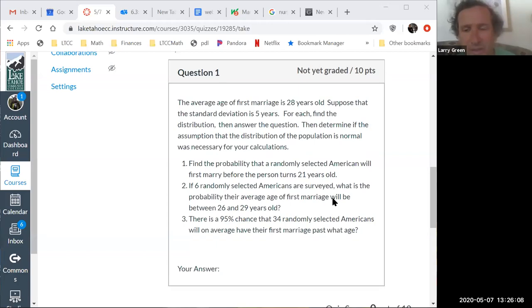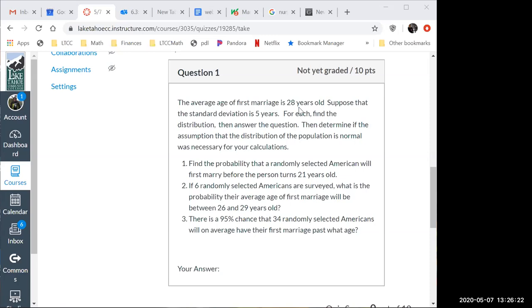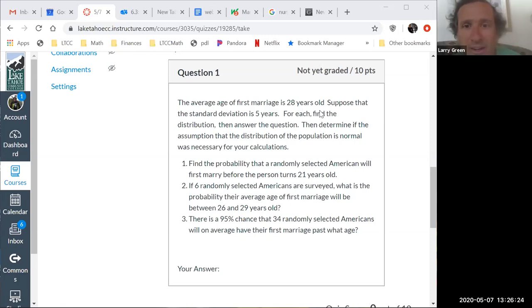So let me share screen. And here's the quiz. This quiz just had one question, although there were three parts of the question. So it's really kind of three questions wrapped in one. It was: the average age of first marriage is 28 years old. I looked that up. Google told me so it must be true.